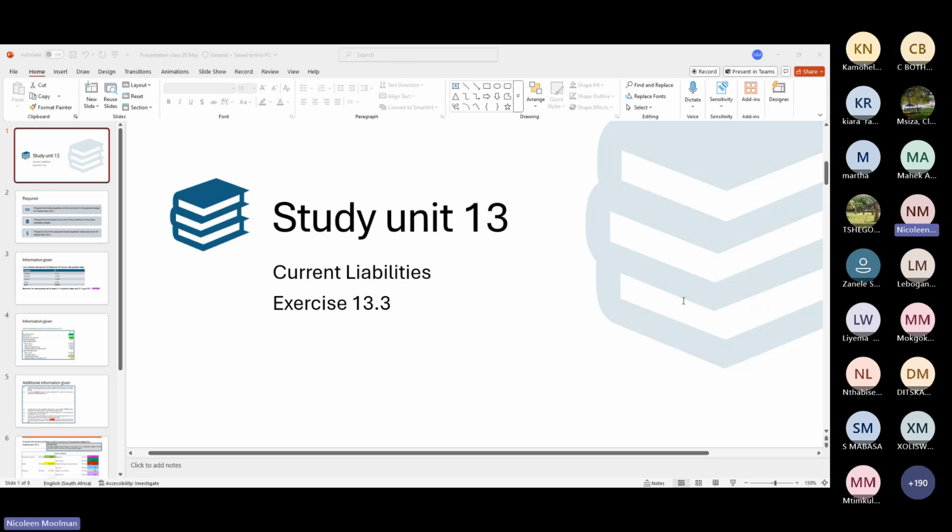I think someone asked where these activities are available. If you go to study unit 13, it would be in your study material in exercise 13.3. I don't know if there are any further questions. I see there's a hand up from Willem Skalk Creer. If we can maybe unmute him.